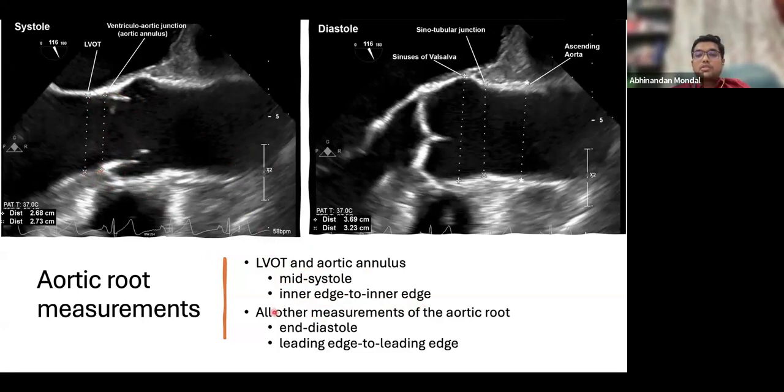And all other measurements of the aortic root, that means your sinus of Valsalva, sinotubular junction, and ascending aorta, these three measurements we'll have to take during end diastole.